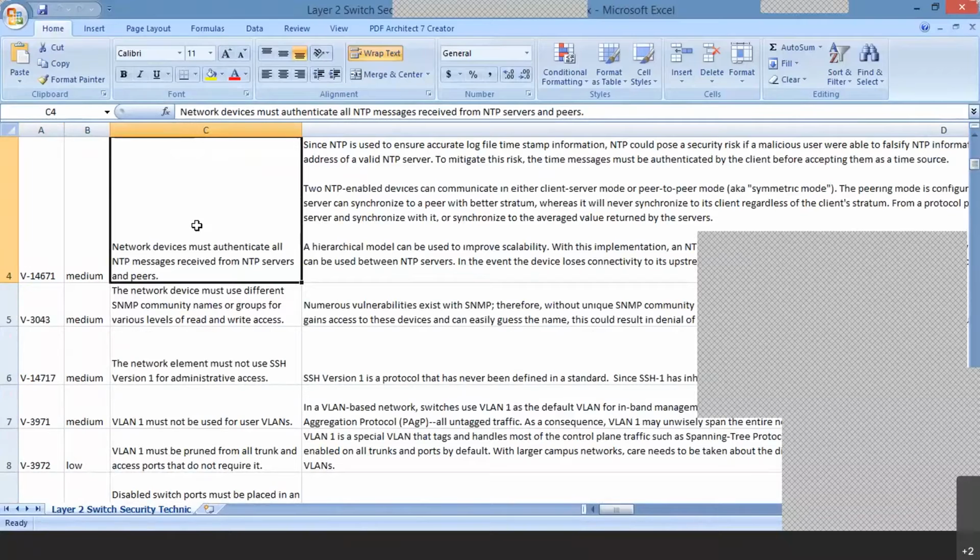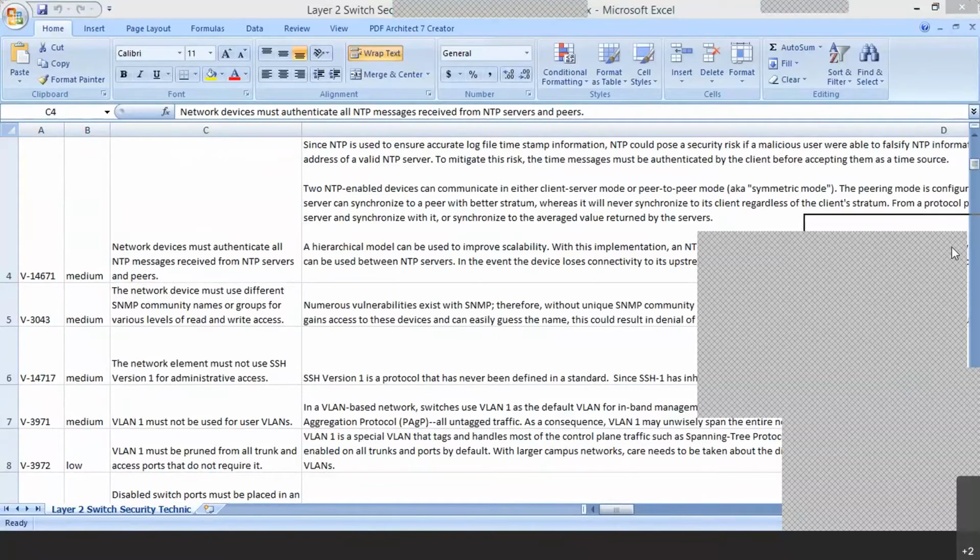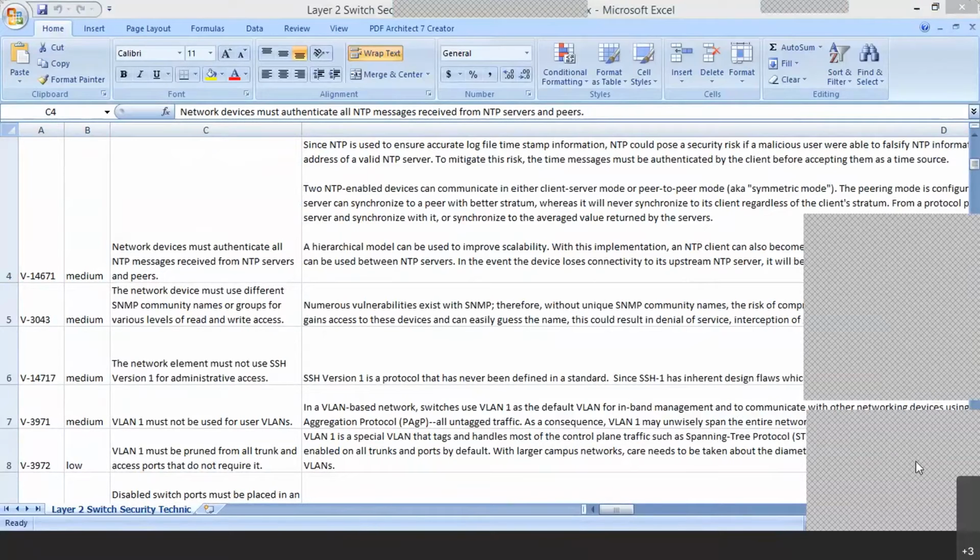Coming to the next one: network devices must authenticate all network messages received from NTP servers. As I told, every device in the network should be authenticated with the centralized NTP authentication. There should be proper provision of the devices, since NTP is used for accurate log file timestamp information. If NTP is not configured, then there may be a serious risk when any malicious things happen. So always keep in mind that a network device must authenticate all NTP messages.